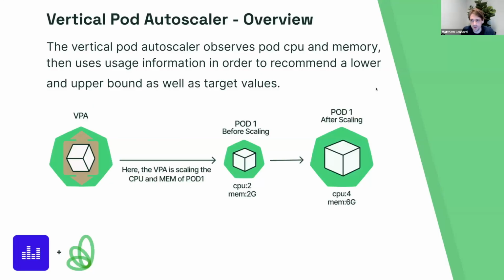So the vertical pod autoscaler, pretty straightforward, basically watches pod CPU and memory. From there, it can generate recommended upper and lower bounds. And the gist of it is it's going to make your pods larger. So instead of scaling out the number of pods, it's scaling out how large a singular pod is based on the resources it recommends.